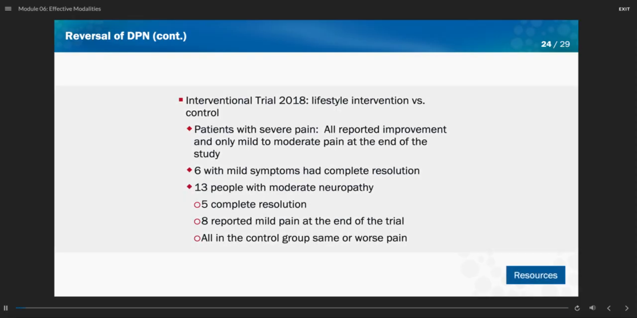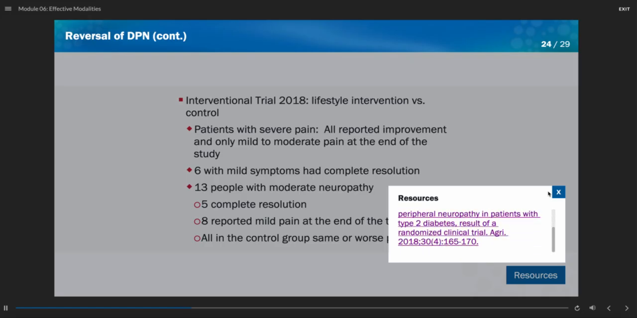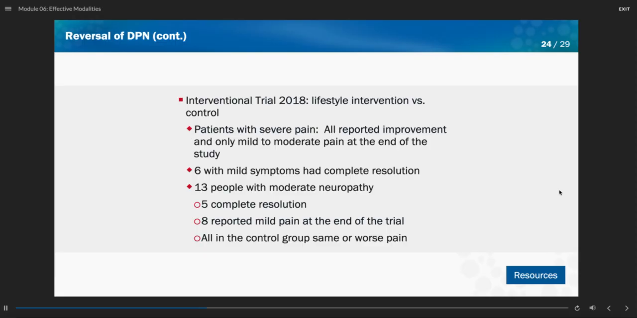In another interesting study from Iran, again looking at the reversal of diabetic peripheral neuropathy, utilizing a lifestyle intervention and whole food plant-based diet, this one from an interventional trial in 2018, found that in patients with severe pain from neuropathy, all of them reported some improvement, and by the end of the study, they were reporting only the persistence of mild to moderate pain.